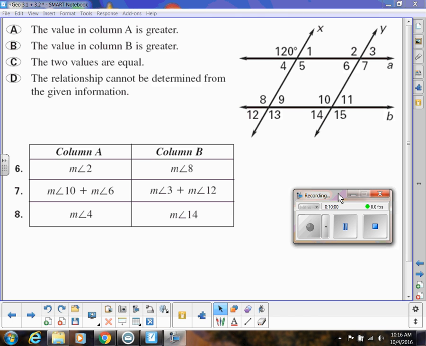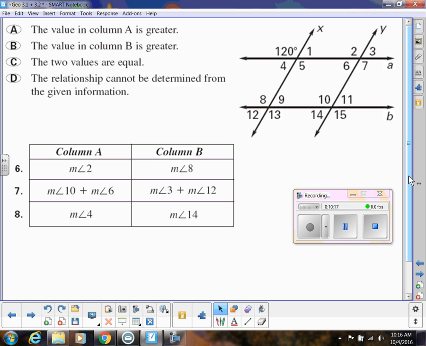So we're trying to figure out, this is kind of like the old SAT problems, which value is greater? Is column A greater? Is column B greater? Are they equal? Or do we not have enough information? So let's look at these diagrams.